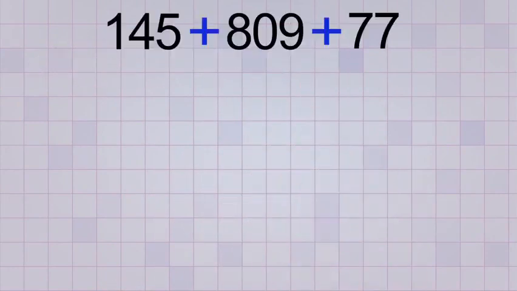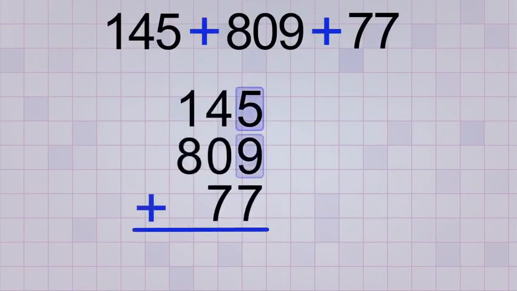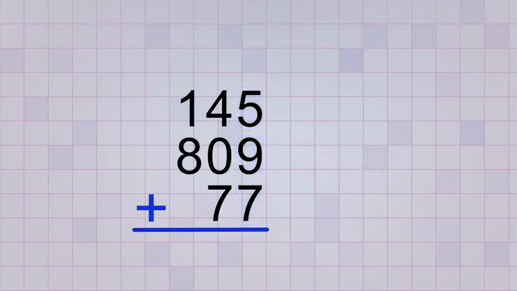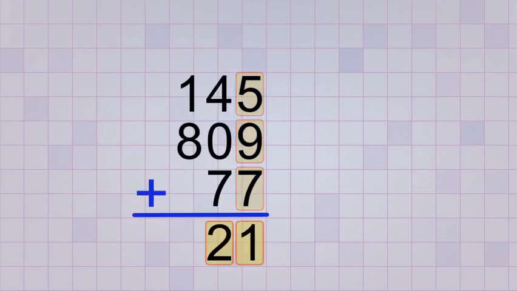Let's add up these three numbers, 145, 809, and 77. We start the same way, stacking the numbers up and making sure all the ones places line up in a column on the right. And as always, we add up the digits in the right-hand column first. 5 plus 9 plus 7 equals 21. Because that answer is a 2-digit number, we need to carry the first digit to the next column, which is like moving a group of 20 over and leaving the 1 behind.